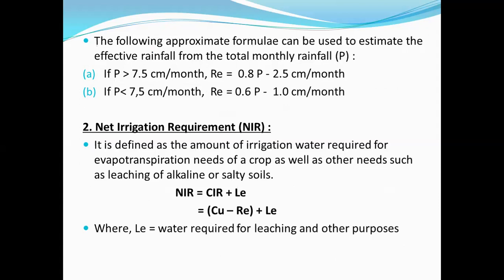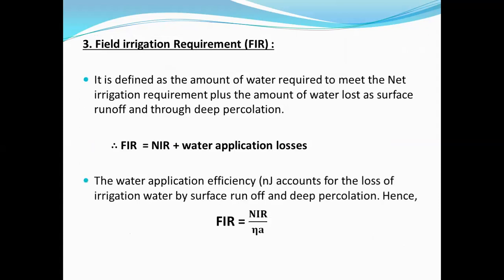Second requirement is net irrigation requirement, which is also written in short form as NIR. It is defined as the amount of irrigation water required for evapotranspiration needs of a crop as well as other needs such as leaching of alkaline or salty soils. So the equation of NIR is equal to CIR plus Le, where CIR is Cu minus Re, and Le is equal to water required for leaching and other purposes.